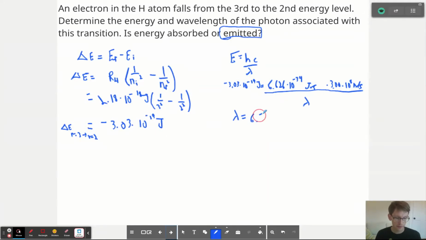We get 6.56 times 10 to the negative 7th meters. And if we wanted to do a conversion, I suppose I didn't ask for nanometers, but if we needed to, I could multiply this by 10 to the 9th nanometers for every 1 meter, and I would get 656 nanometers. And this should make sense, because if you look at the Balmer series, you will find that the n equals 3 down to the n equals 2 level associates with a wavelength of 656 nanometers. It's in the red part of the visible spectrum.